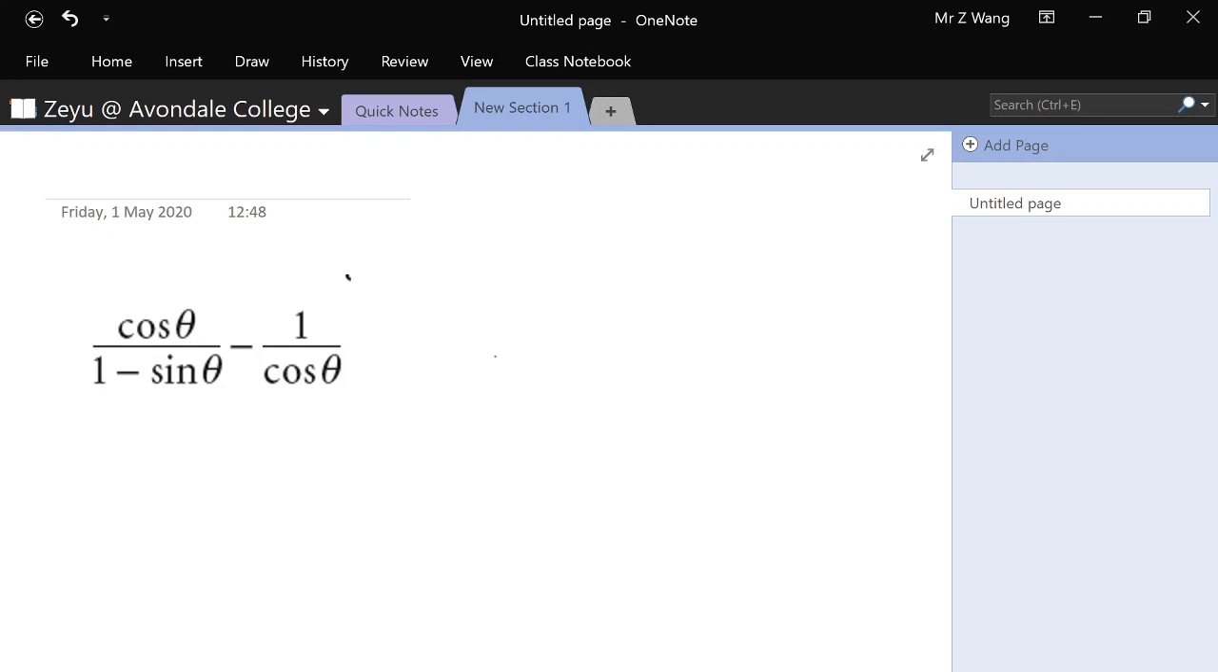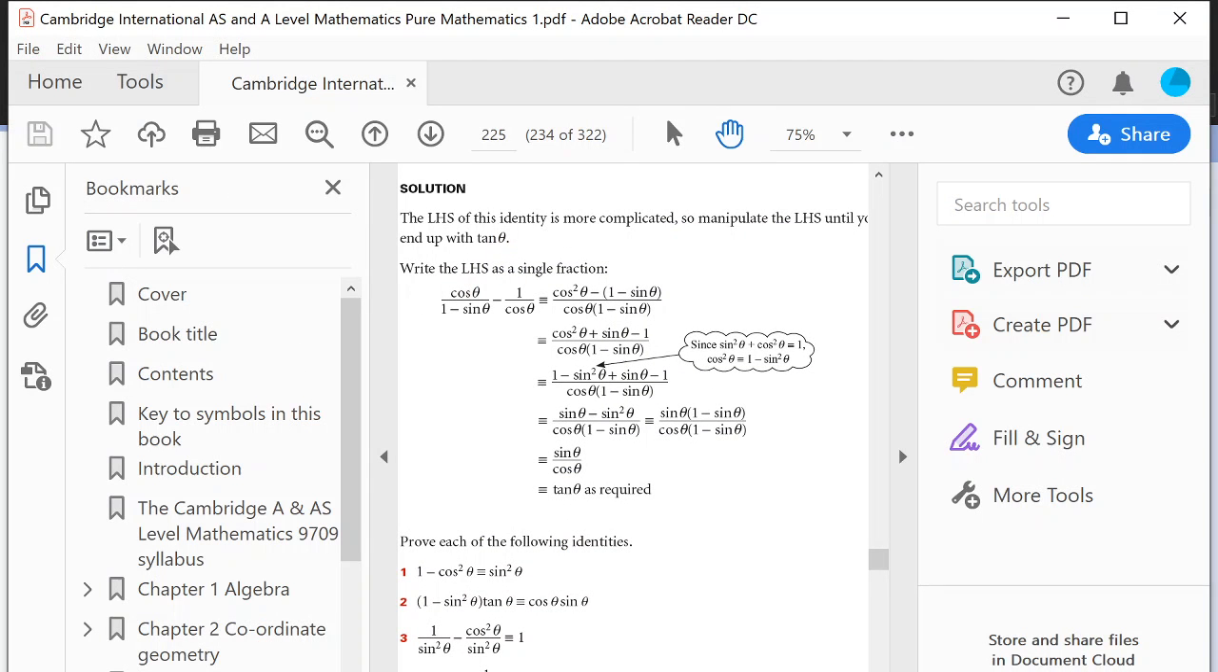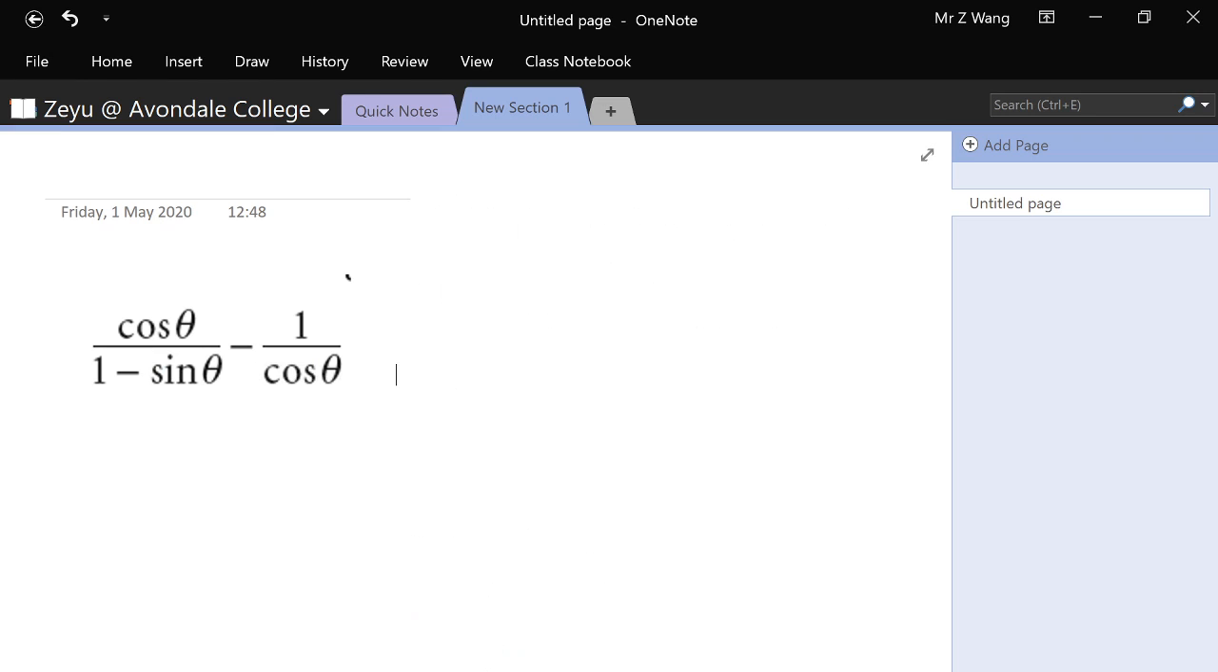Okay, so I'm just going to explain this question quickly. This is an example on page 225. The first step, how they got it, is just to make a similar analogy, right?